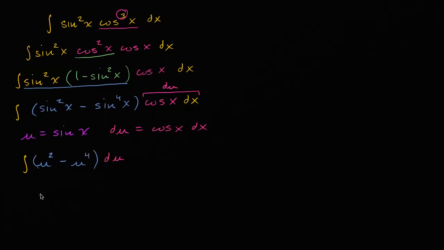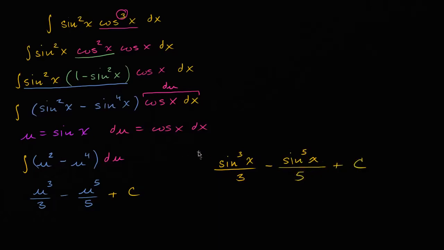And this is pretty straightforward now. This is going to be u to the third over 3 minus u to the fifth over 5 plus c. And then we just do the reverse substitution, and instead of u, we want to put a sine of x there. So we're going to get sine of x to the third over 3 minus sine of x to the fifth power over 5 plus c. And we are done.